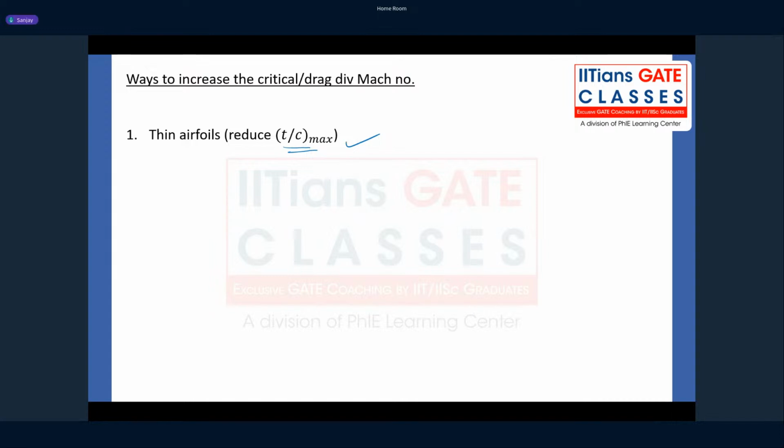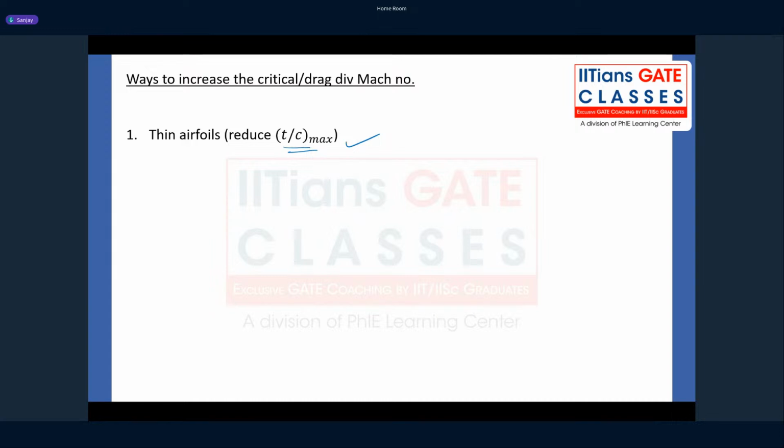Is that a good option? No. Why? What will happen if I make very thin airfoils? Yeah. So you will have structural effects, right?